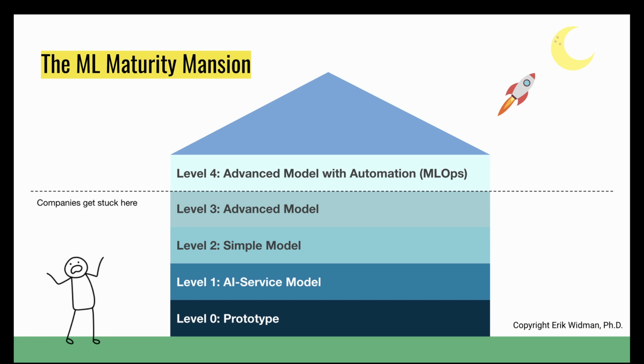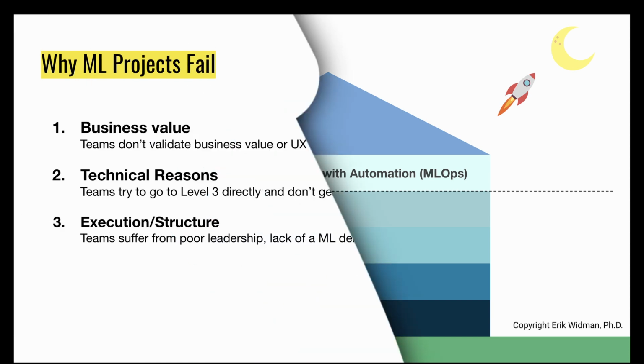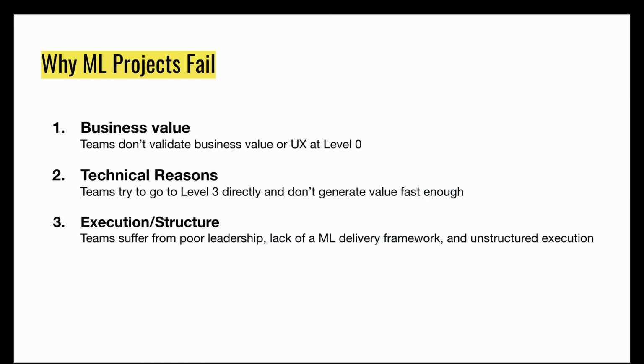I want to finish today's video using the ML Maturity Mansion to discuss why 85% of ML projects fail. The first reason for failure is that teams skip level 0 and don't validate the business value and user experience with a prototype. As a result, they build an expensive product or feature that doesn't directly address the user's need or doesn't work as the user expects.